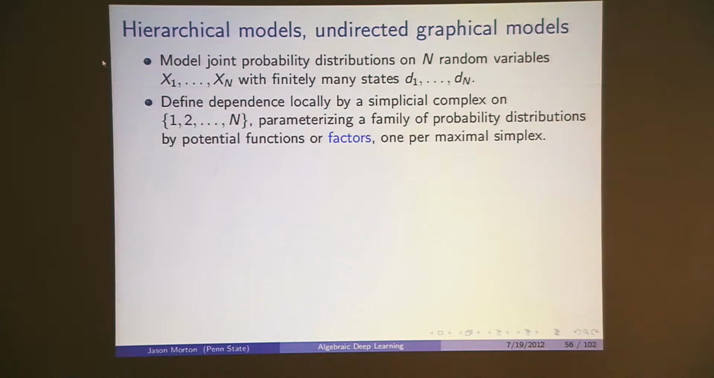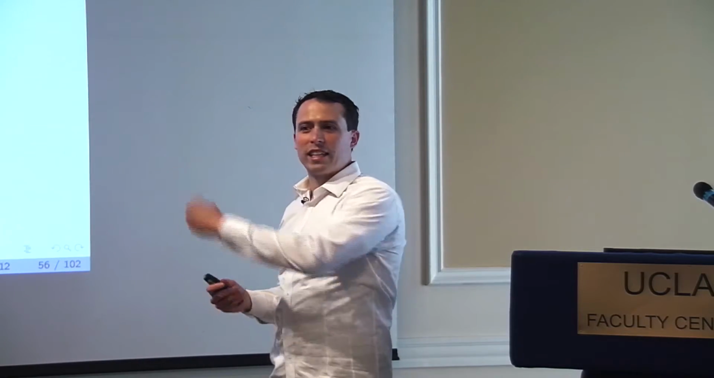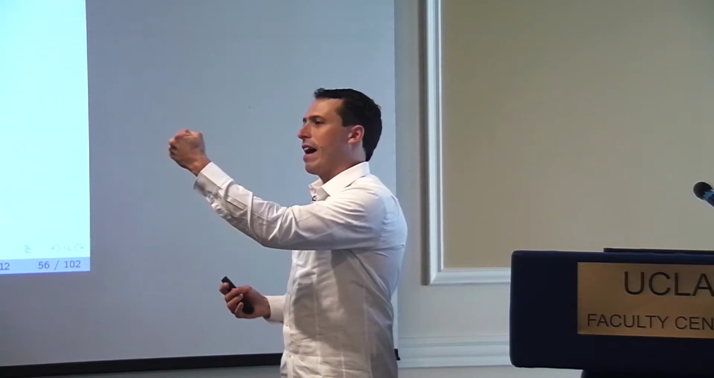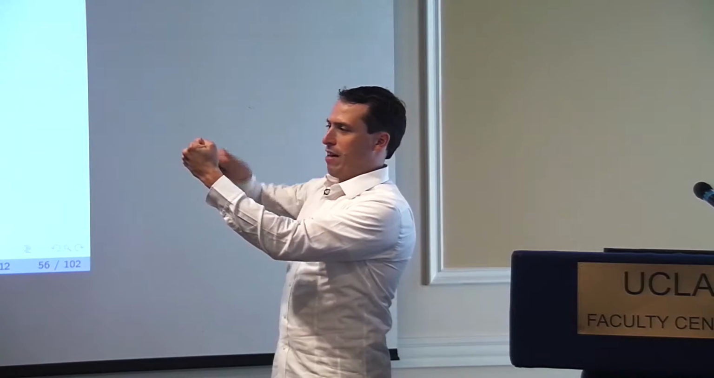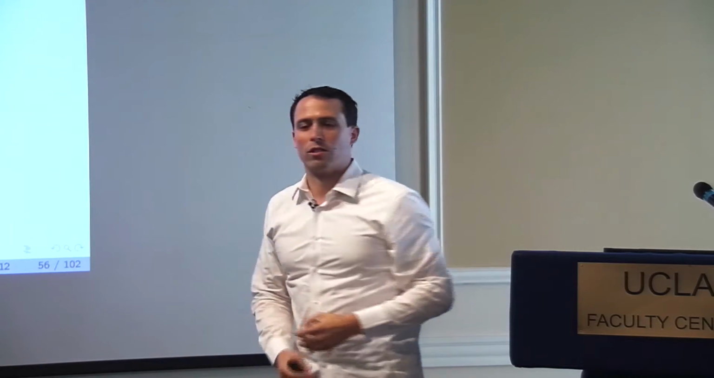We have a notion of local interaction. We define dependence locally by a simplicial complex, and that parameterizes a family of probability distributions by potential functions or factors, one per maximal simplex. Another way of saying it is that these things are grouped into factors. I can think about it as a bipartite graph. Right? I have a factor. These things interact through that factor, and otherwise don't interact with the rest.